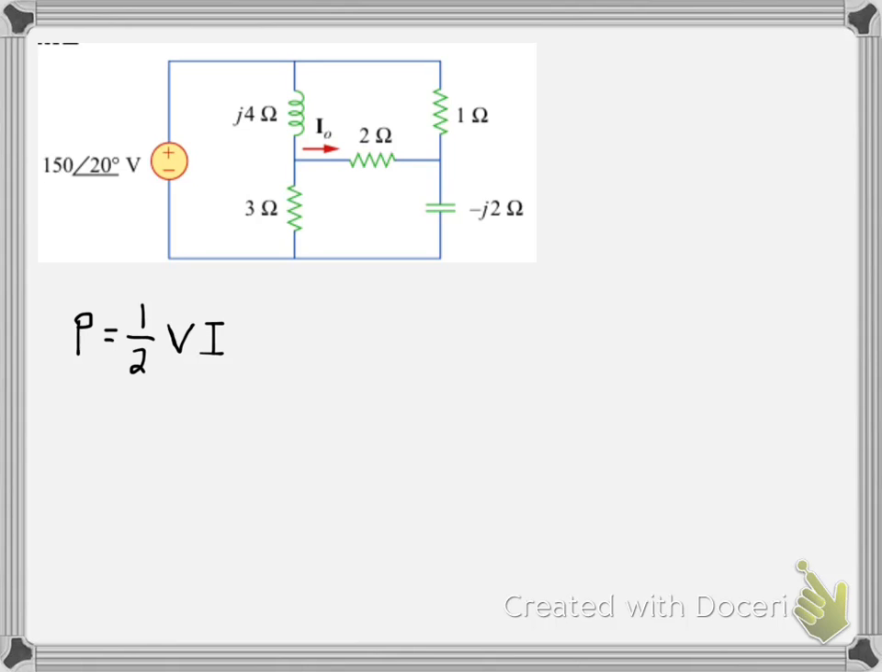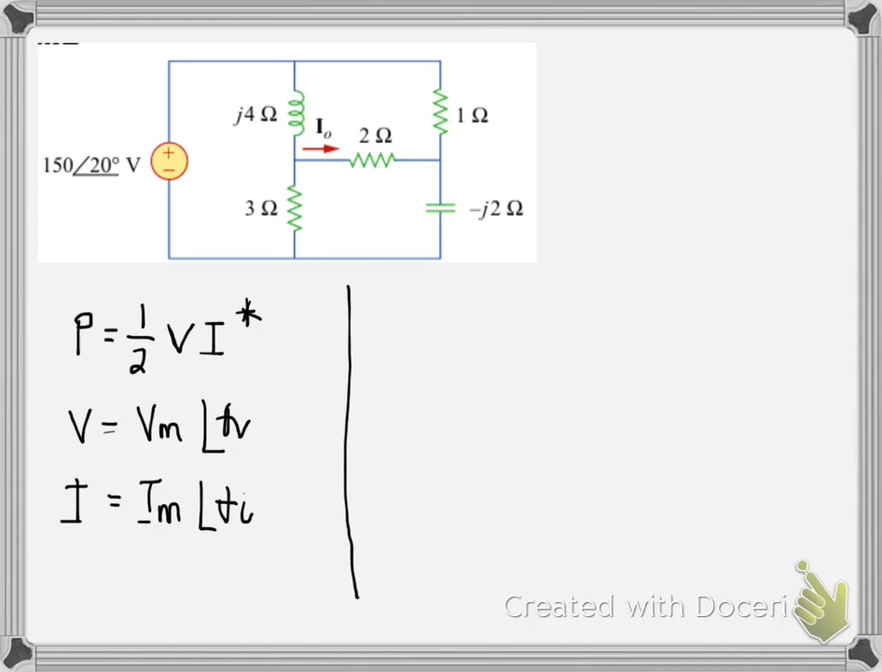times the current in conjugate, where V is the V magnitude, angle theta V, and I is I magnitude, angle theta I. So we need the voltage and current in order to solve for the power of the certain element. And so let's start with our solution.